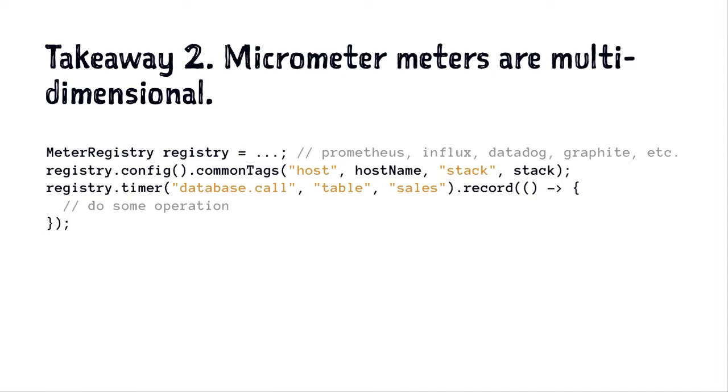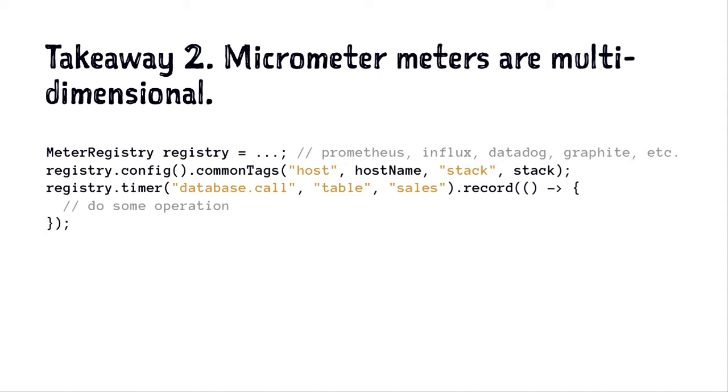There's a big distinction between Dropwizard and Micrometer. Micrometer metrics are multi-dimensional. I have an example here of what that looks like from an API perspective. Here's this meter registry interface that you interact with. This is part of the SPI surface area. You can add common tags to your application, saying I've got a host, which is John's MacBook Pro, and a stack, which is development or prod or something like that. And then you have a timer on, say, database calls. You can add a dimension on what table you're interacting with or something like that.